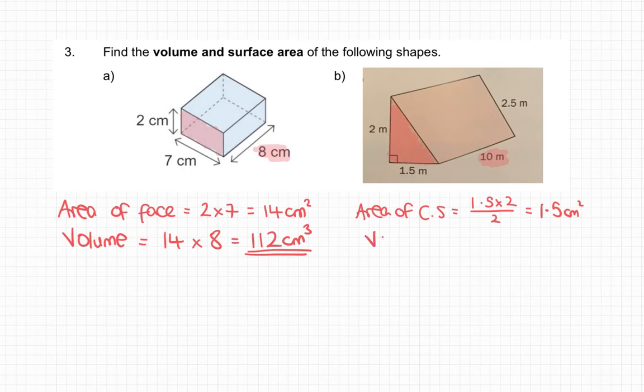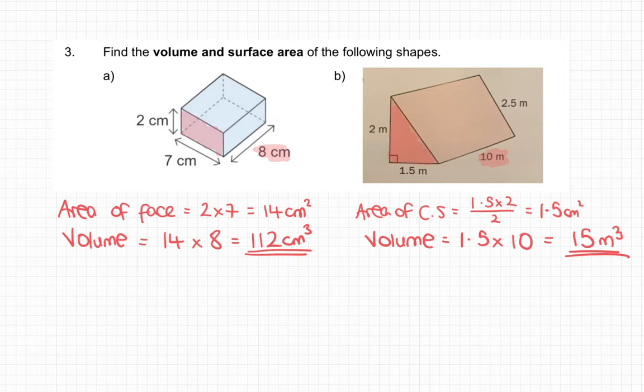So the volume of this shape is the area of that front face, which is 1.5, multiplied by the length, which is 10. So the volume of that shape is 15 meters cubed. Okay, that's the first part of both of them, to find the volume. The next part is to find the surface area.